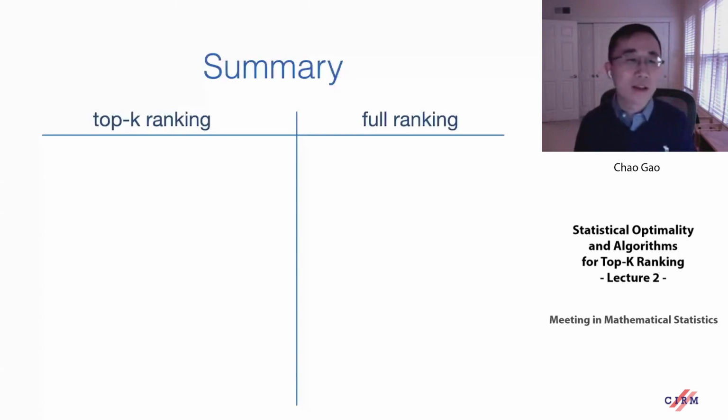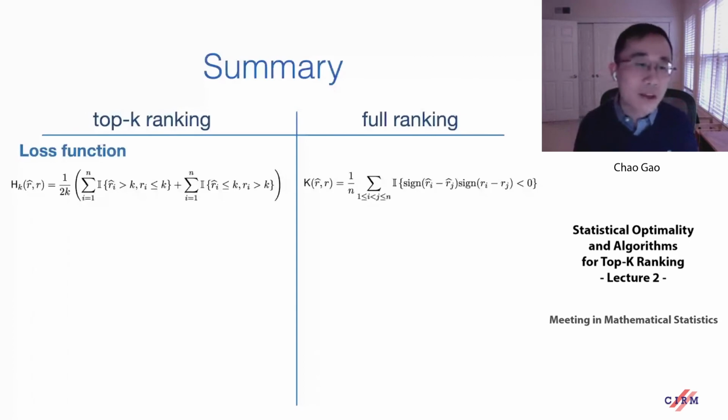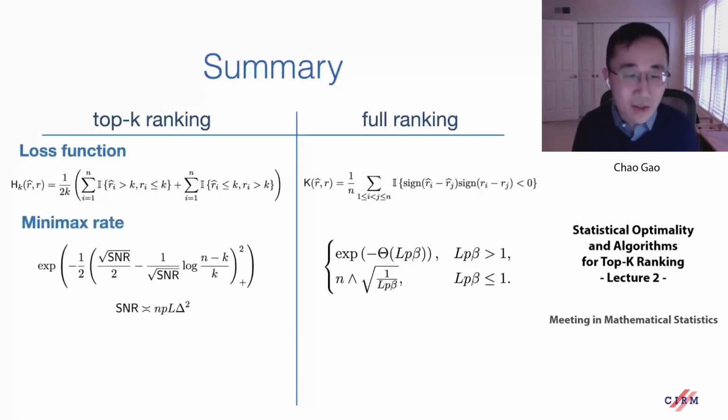So let's first look at the difference of the two loss functions. For the top K ranking problem, we consider a normalized Hamming distance, because top K ranking is essentially a variable selection problem, right? So the loss function is defined to be the sum of type 1 and type 2 errors. And for full ranking, we consider Kendall's tau. And the minimax rate is also different. The minimax rate of top K ranking is a typical form of the rate that you get in a variable selection problem. It's an exponential rate. But for full ranking, you will have a transition between exponential rate and polynomial rate because of the property of the rank vector, right?